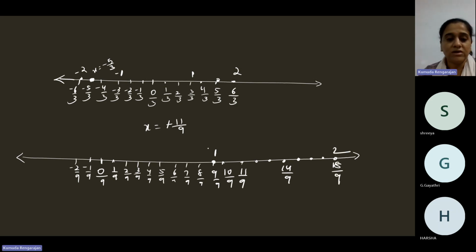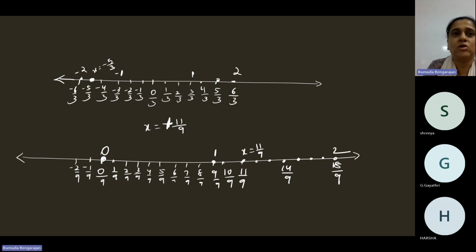So now this is plus, children. I made it plus. All right. So here it is, x is equal to 11 by 9. Whatever the denominator is, 9, we'll say 0 as 0 by 9. Then 1 by 9, 2 by 9, 3 by 9, 4 by 9. 9 by 9 is 1. Then 18 by 9 is 2. 27 by 9 is 3.